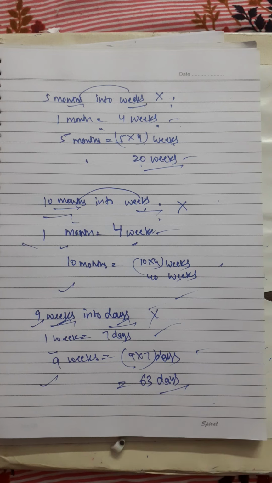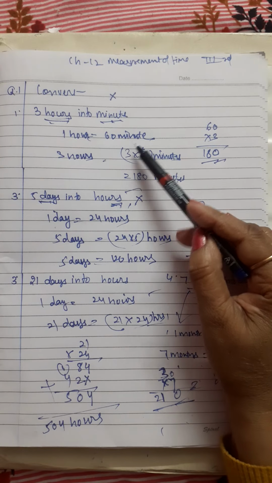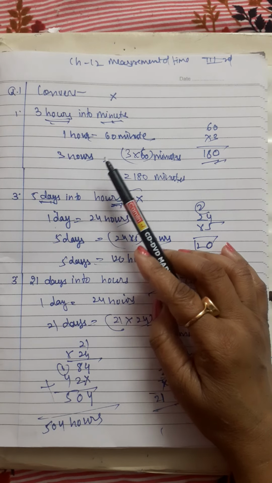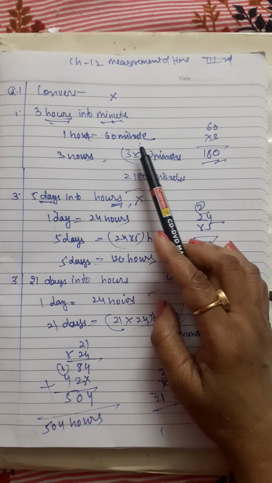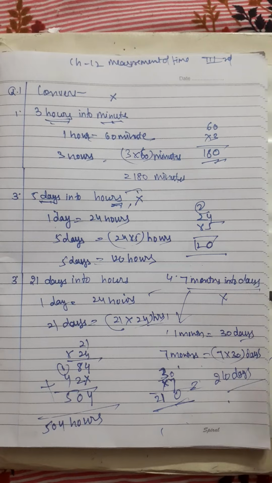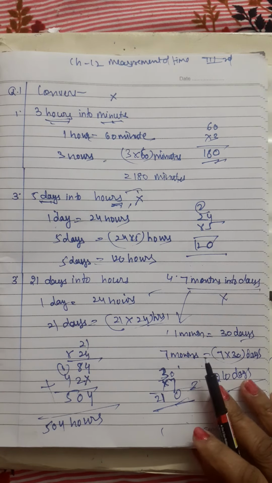So I am repeating from the beginning one more time. As I explained to you, here we have to convert hours into minutes. 1 hour has 60 minutes. So 3 hours, for converting hours into minutes, we have to multiply by 60 because 1 hour has 60 minutes. When we multiply 3 by 60, we will get 180. So 3 hours is equal to 180 minutes.